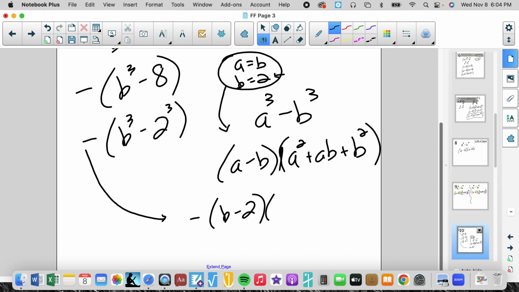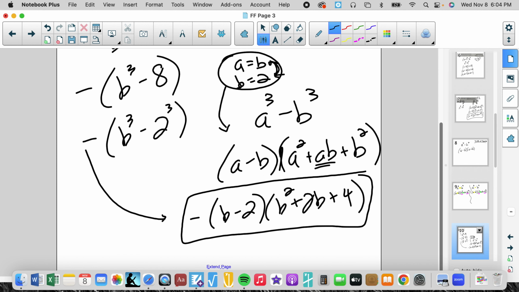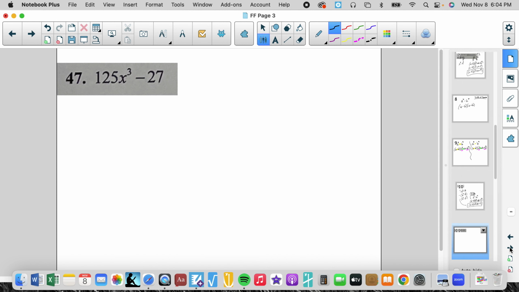And then we have a, which is b squared, plus a times b. Well, we're just going to multiply these two together, which makes 2b. And then we're going to square b, which is 4. So that's not hard. It's actually really nice, easy, and you should be becoming proficient at it.